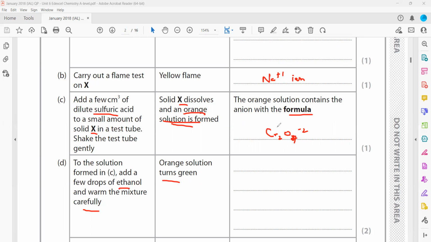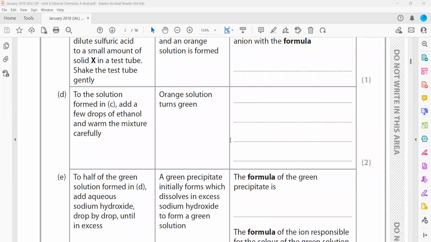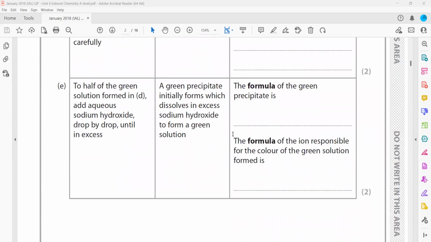So this is dichromate, chromium plus 6, and it turned into green, so it means it forms chromium plus 3, because the alcohol will be oxidized and this dichromate will be reduced. So it will be reduced to chromium 3. Originally it was dichromate and then reduced to the chromium 3 ion. As the alcohol is oxidized, the dichromate in which chromium is plus 6 will be reduced.